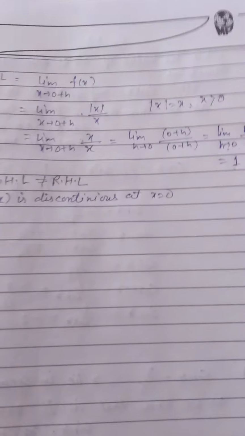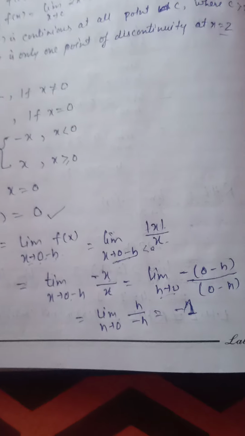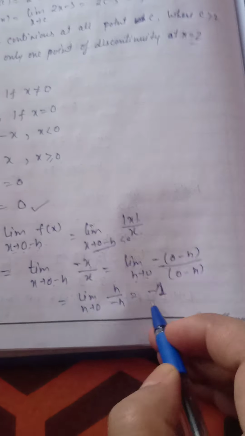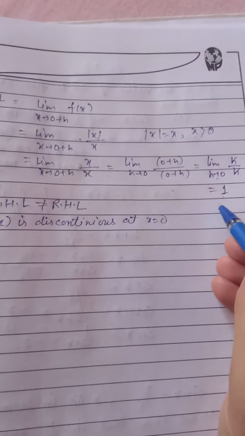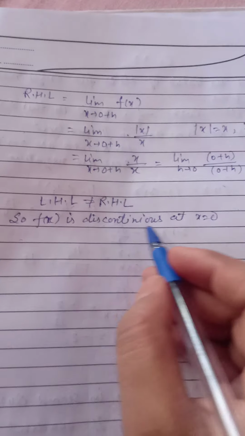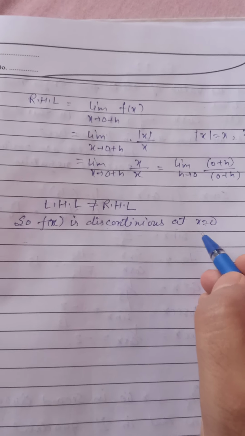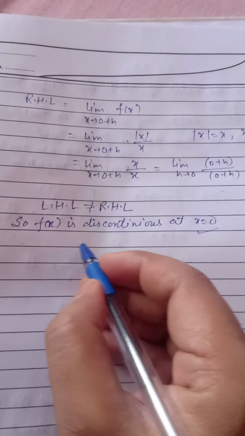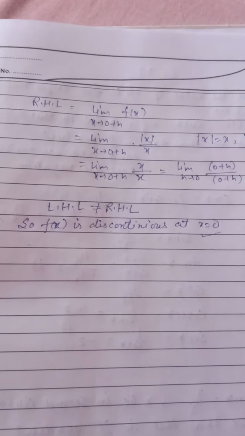So now as you can see again, the value of LHL was minus 1 and the value of RHL is plus 1. So the left hand limit is not equal to the right hand limit, so f(x) is discontinuous at x = 0. For all the rest of the points the function will be continuous.